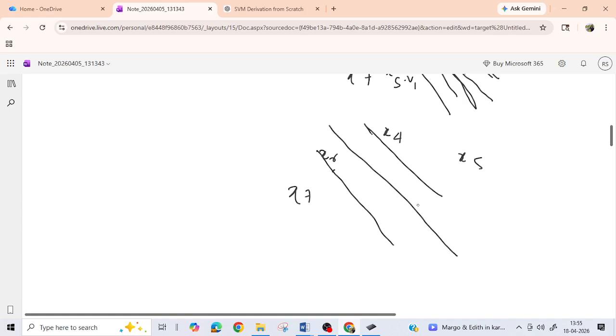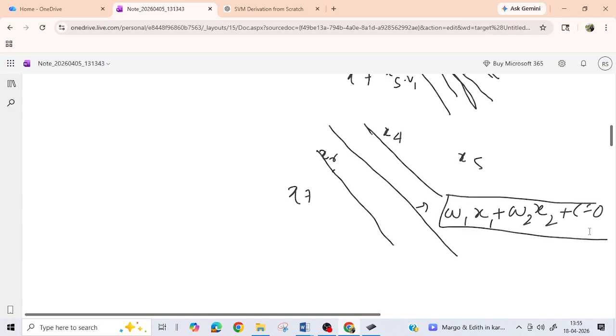Earlier we talked about this. I think I should quickly learn how to erase and then come back to the same thing, otherwise I would be writing this indefinitely. So if this is the line crossing through support vector 1 and support vector 2, and this is our desired line, this is our decision boundary, which is w1 x1 plus w2 x2 plus c equal to 0.